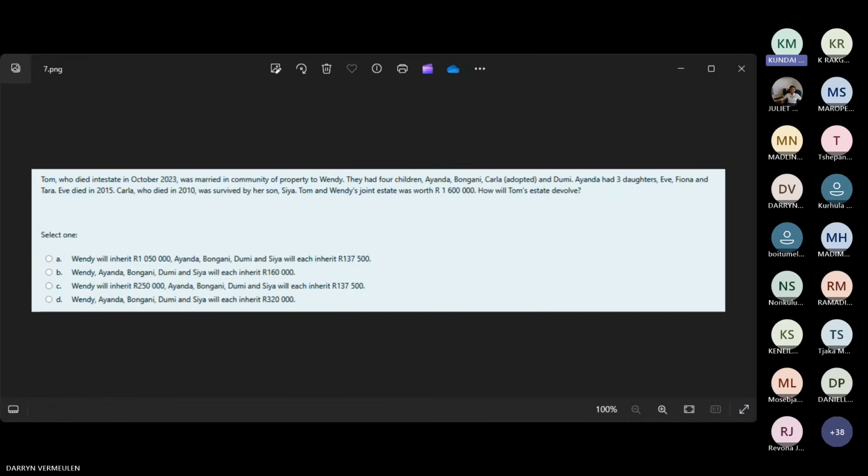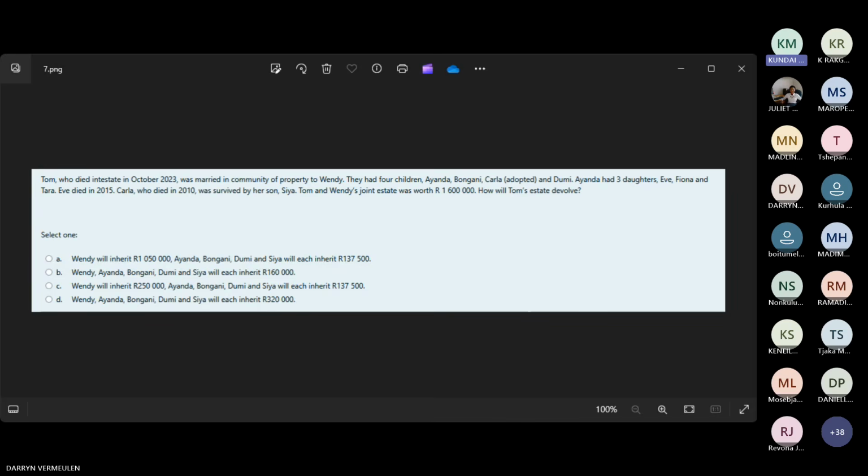And Carla is also predeceased, but was survived by her son, Sia. So whether she's adopted or not, it does not apply. Is it a he or she? It's she. Yes, she is going to inherit still, whether she's adopted or not. So I have 4 kids plus the spouse, Wendy, that makes it 5.